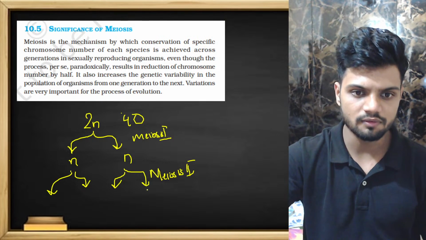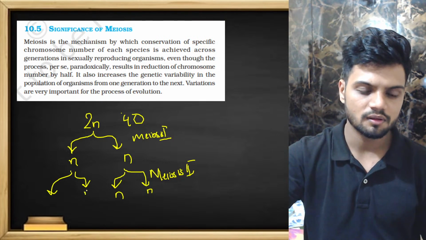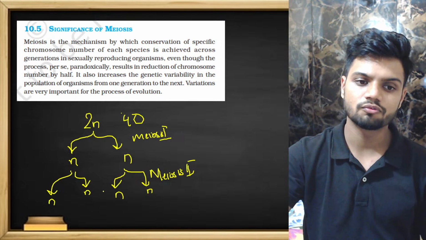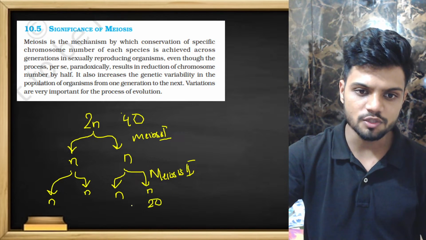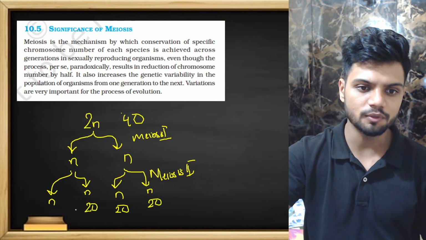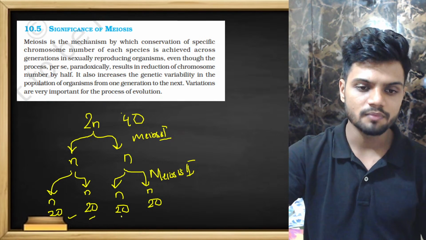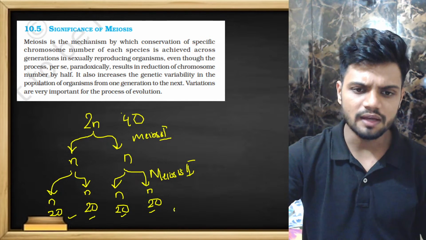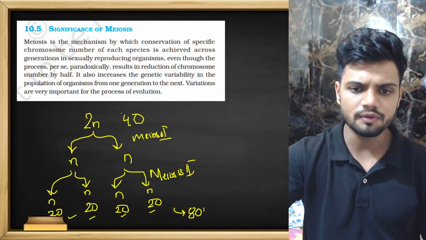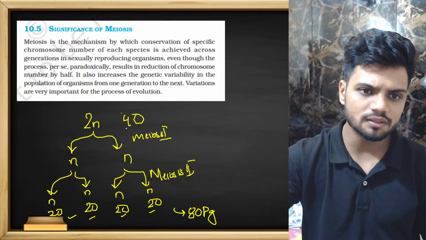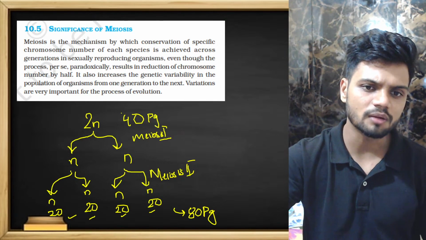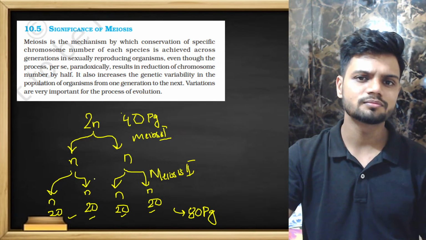After meiosis 2, what do we have? N, N, N, and N. Four of them. Now I'm telling you, this one is 20 picogram, this one is 20 picogram, this one is 20 picogram, this one also is 20 picogram. 20 plus 20, 40, 40, 60, 80. Here we have 80 picogram of DNA in total. But in the starting we had 40 picogram. It doesn't make sense, no?